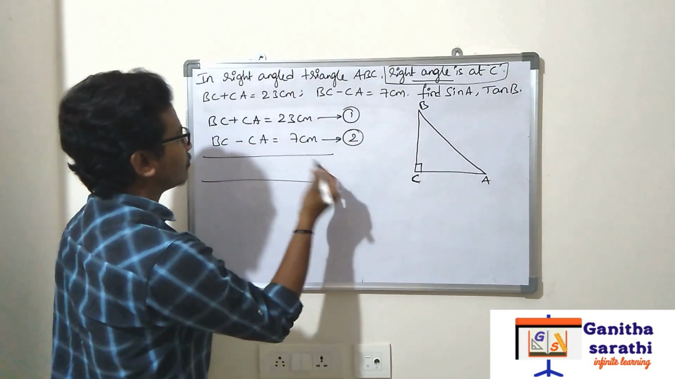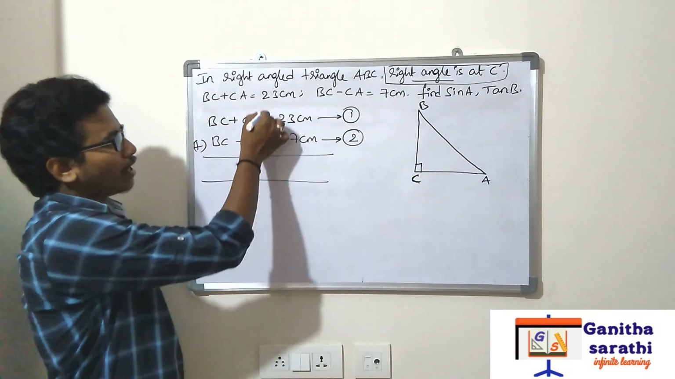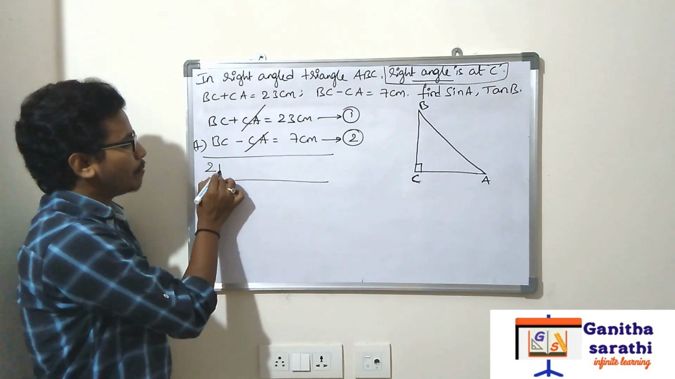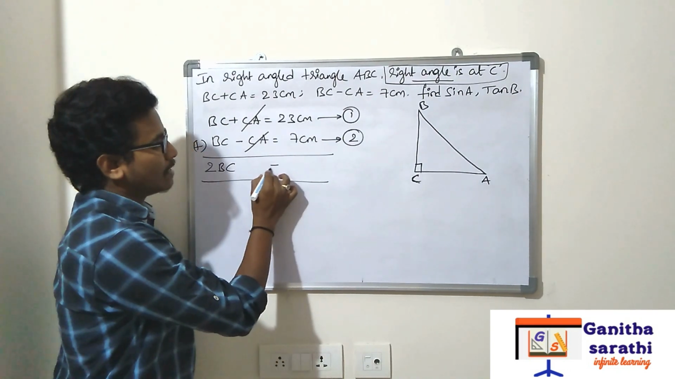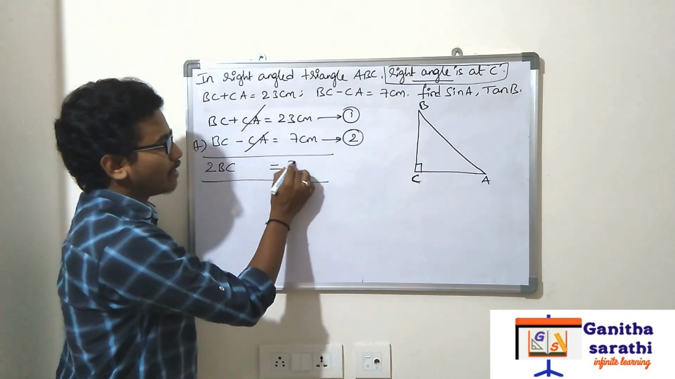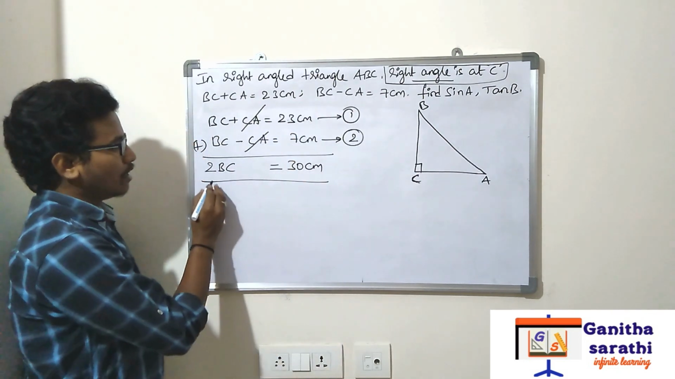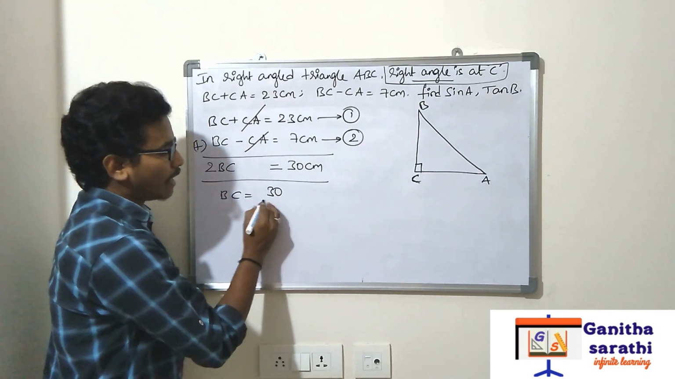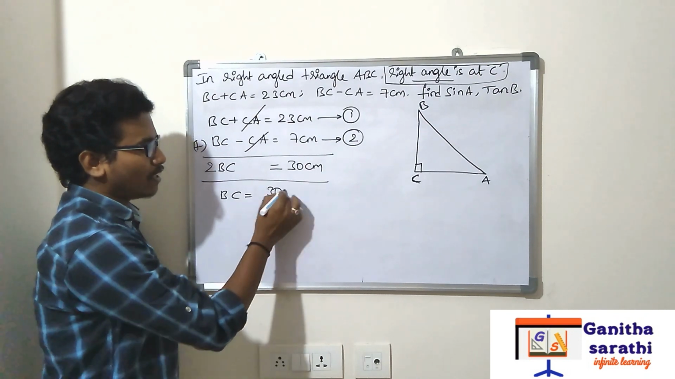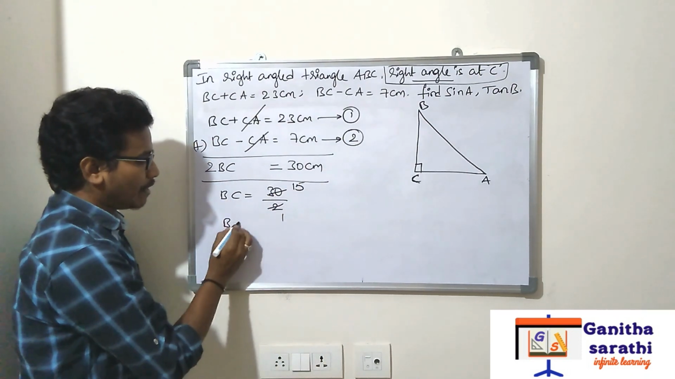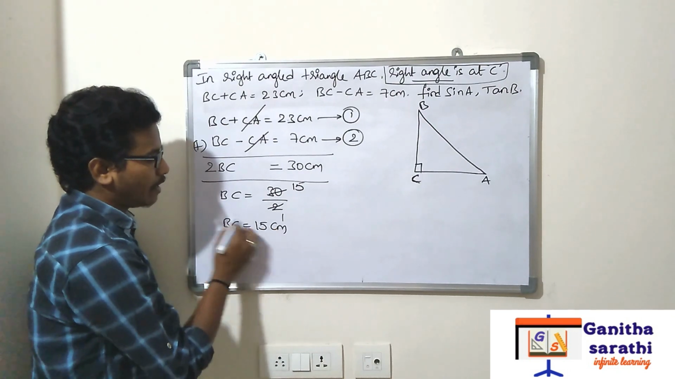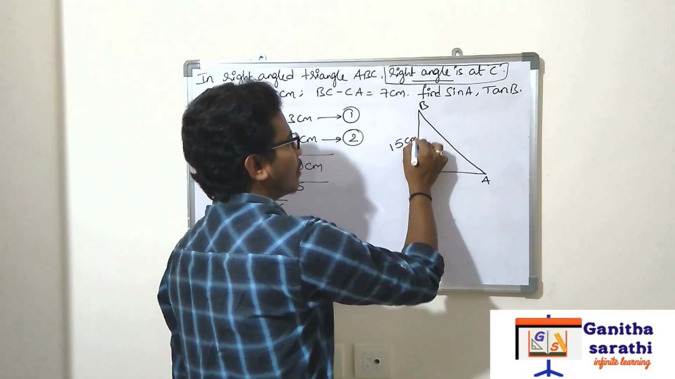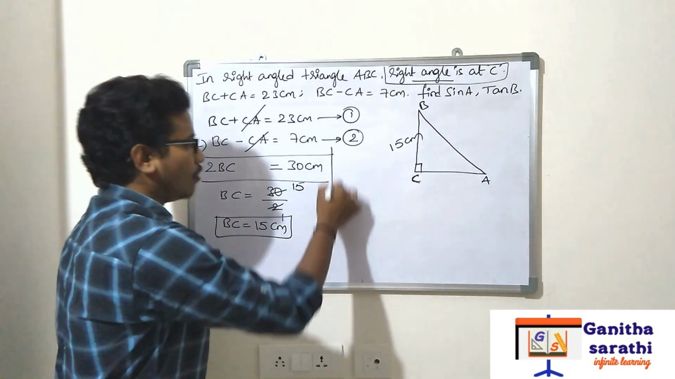Solve these two equations. Add these two equations. You can cancel plus CA and minus CA. BC plus BC is 2BC, equal to 23 plus 7. 23 plus 7 is 30 centimeters. So if 2BC is equal to 30 centimeters, BC is equal to 30 by 2, which is 15 centimeters. Okay, we got the value of BC. What is the value of BC? 15 centimeters.